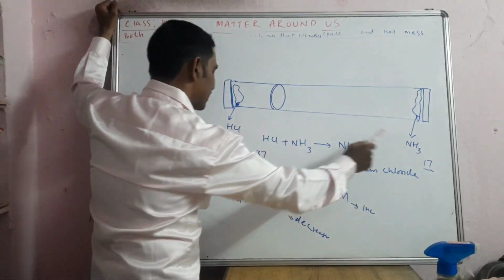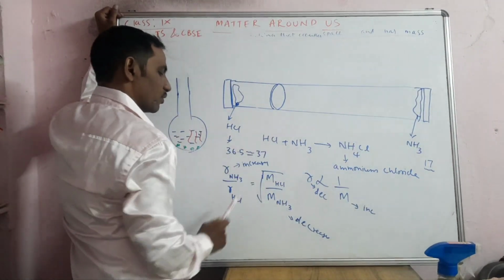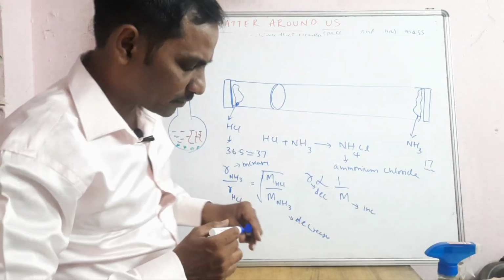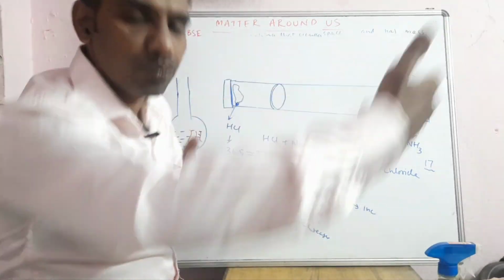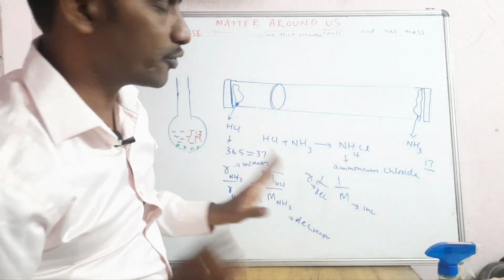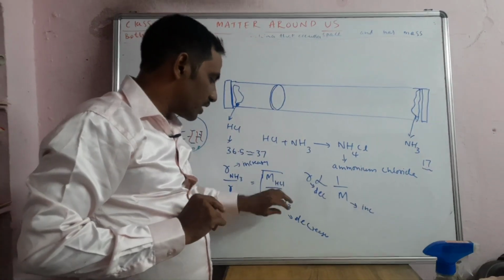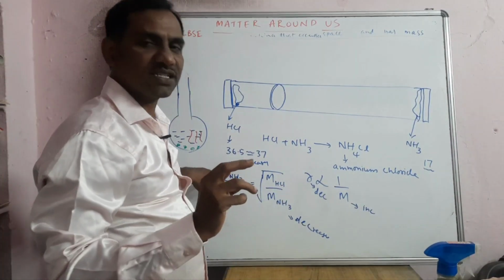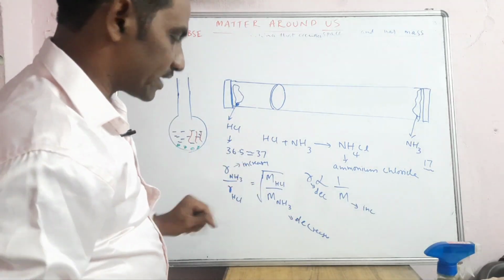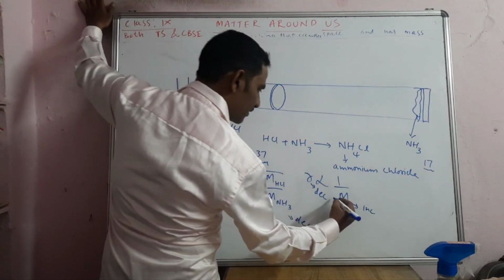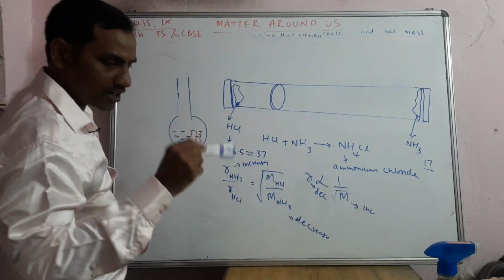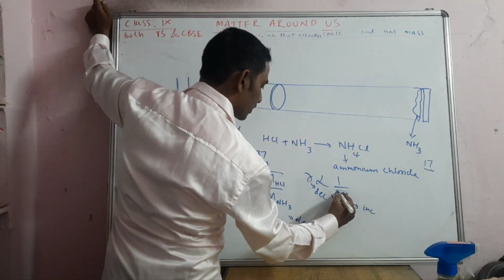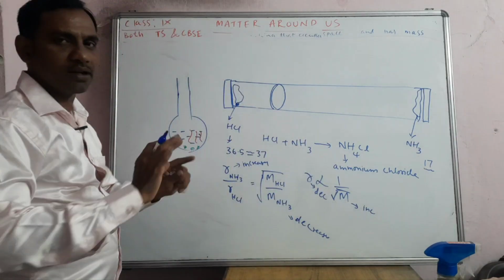Why? Because 17 is smaller than this one. Simply, if the substance is lighter, then it will travel more distance, that's it. Less the mass, more the distance it travels. You can use this formula, otherwise it is an inverse proportion relation, and if you want the exact, 100% correct formula, you can keep the root. This is about the experiment, simple, that's it.